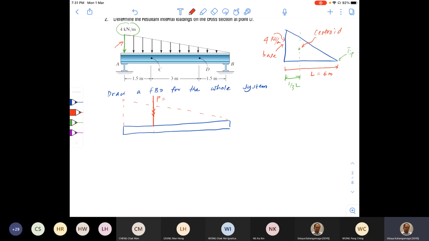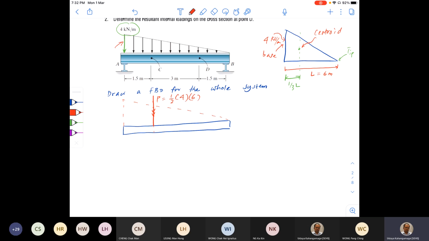Okay, so if you multiply this 4 by the distance, you get the applied load, right? So the area of this triangle provides you the total load applied, and equivalent P is equal to the area of this triangle. So how to write the area of a triangle? Half into base into the height, right? So here base is 4 and the height is 6. So this is the total force.